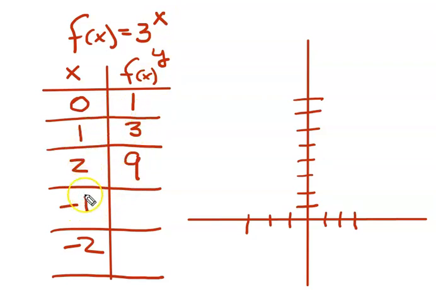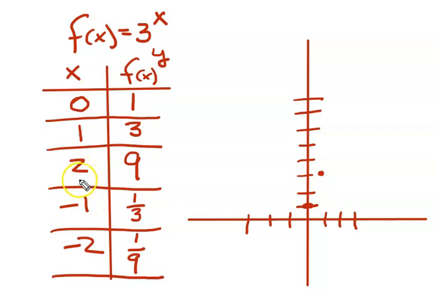Now, when we have a negative exponent, it's just the reciprocal of what we have here. So 3 to the negative 1 is the reciprocal of 3, which is 1/3. And 3 to the negative 2 is the reciprocal of 9, which is 1/9. Now, when we plot this, x to the 0 power is 1. We get a dot there. 1, we get a dot there.